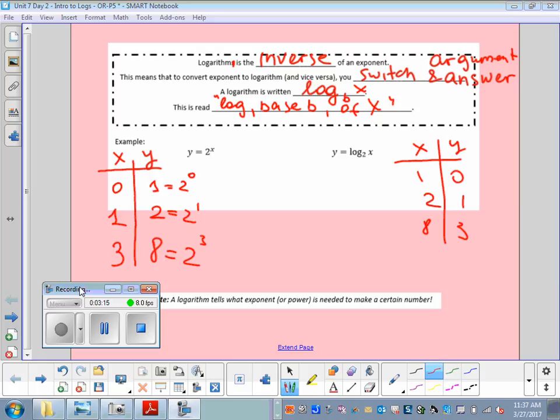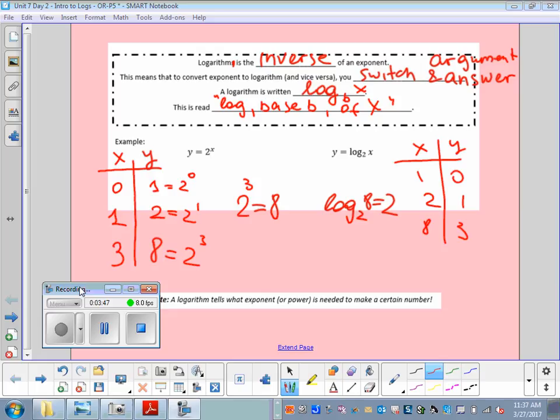So if I'm just looking at one of these points, let's say x equals 3. 2 to the power of 3 equals 8. Yes? So my base of this exponential function is 2, my exponent is 3, and my answer is 8, correct? With the log, we are doing the opposite. So log base 2 of 8 gives me 3. Right? So it's like doing the opposite.